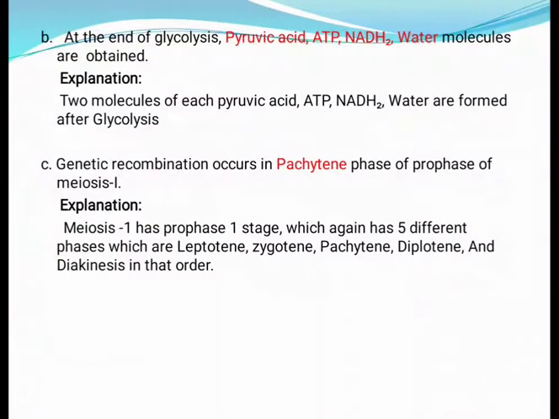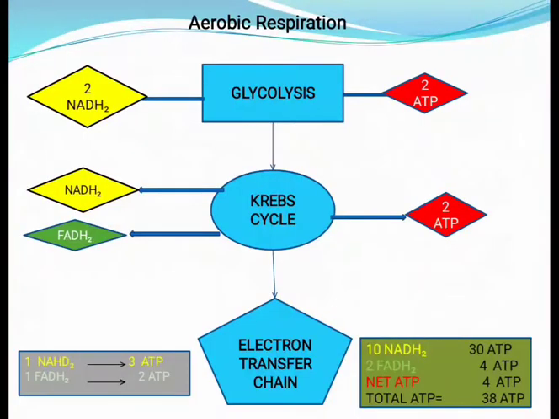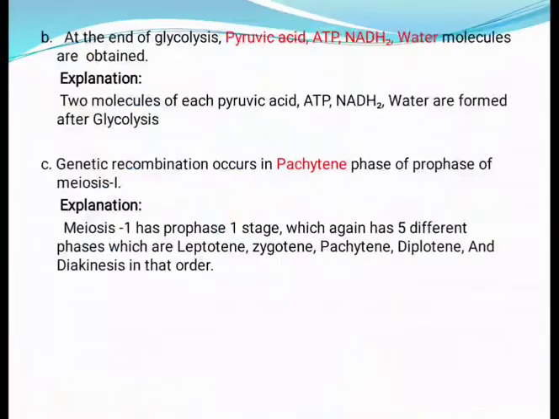Next, at the end of glycolysis, dash molecules are obtained. Answer is pyruvic acid, ATP, NADH2 and water molecules. Explanation. 2 molecules of each, pyruvic acid, ATP, NADH2 and water are formed after glycolysis. Here we came to know that 2 ATP molecules and 2 NADH2 molecules are synthesized. But along with these, the main product of glycolysis is pyruvic acid, which enters into the next stage, that is the Krebs cycle. Along with pyruvic acid, a water molecule is also synthesized.